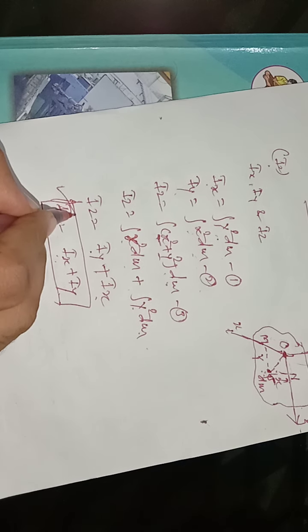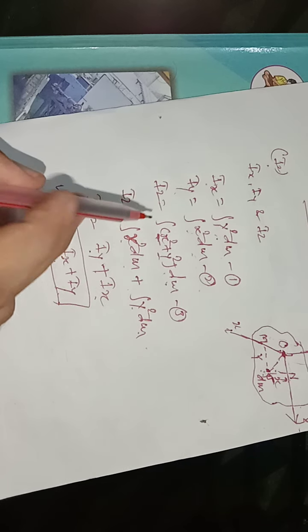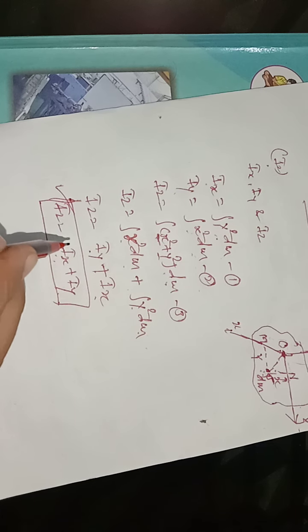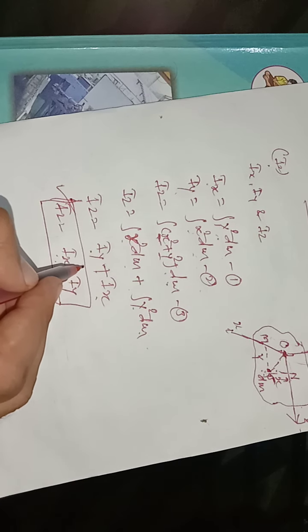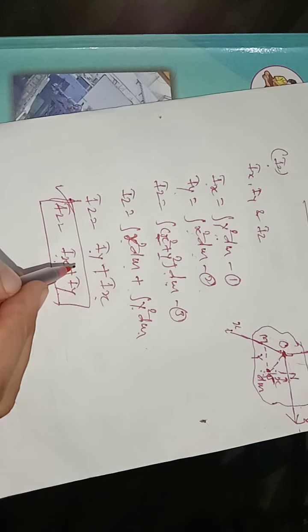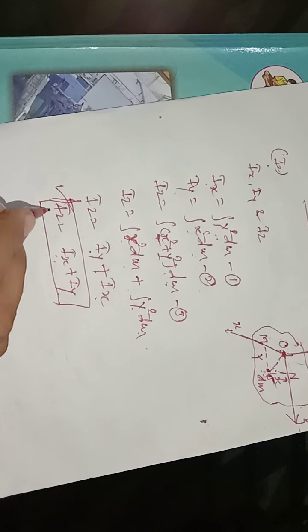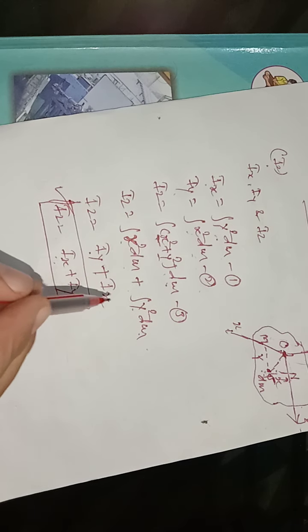This is the principle of the theorem of perpendicular axis, and this is the mathematical expression for the concept of perpendicular axis: Iz is equal to Ix plus Iy.